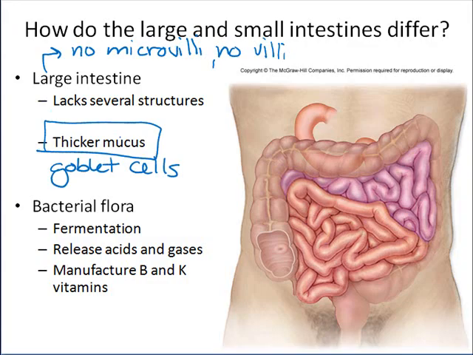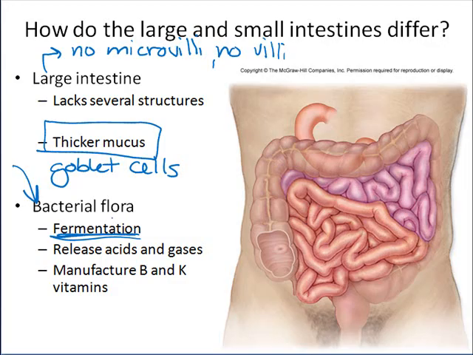The purpose of that mucus is to lubricate the passageway so that the feces can move more readily through the large intestine. Remember, the more water we're drawing out, the thicker that feces is becoming, the more difficult it would be for it to move through the large intestine unless we had some sort of lubricant like mucus to assist. There are also present in the large intestine a whole bunch of bacterial flora, lots of different types of bacteria. And they serve a number of jobs.